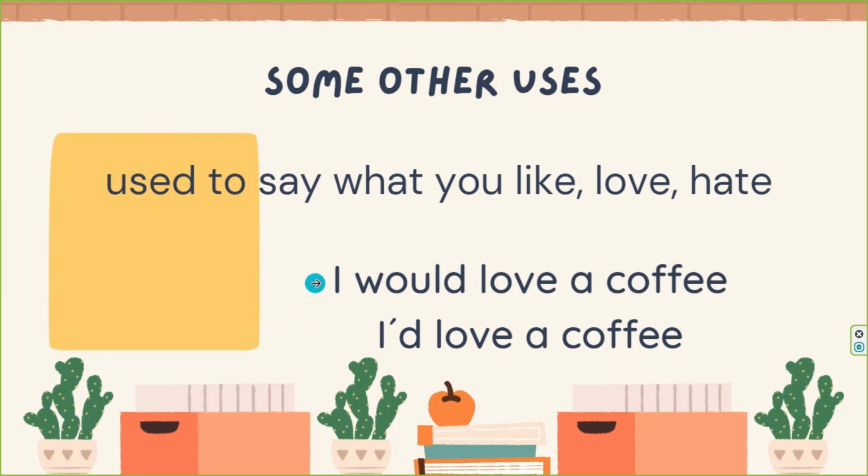Okay? Repeat after me. I would love a coffee. Now let's say it contracted. I'd love a coffee. This portion is pronounced I'd. You have to make the sound of the D. Otherwise, you're not saying the same thing. I'd love a coffee.